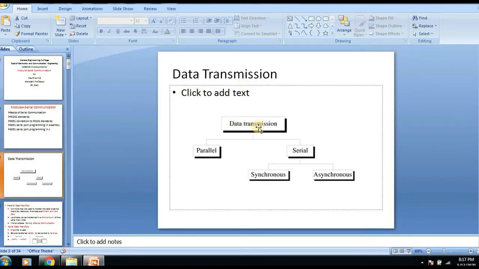The type of transmission, meaning data transmission, can be transmitted parallelly or serially. Data transmission can be classified into two categories: parallel transmission and serial transmission. Again, serial transmission is classified into synchronous transmission and asynchronous transmission, and finally we will be using the asynchronous transmission in 8051 programming. So first we will see how the parallel data transmission and the serial data transmission take place.